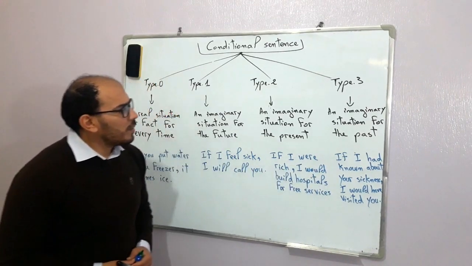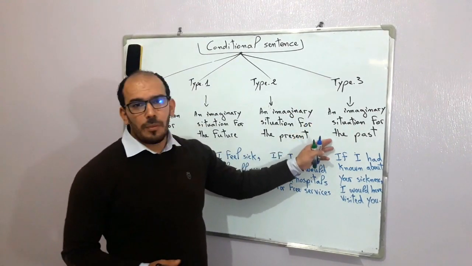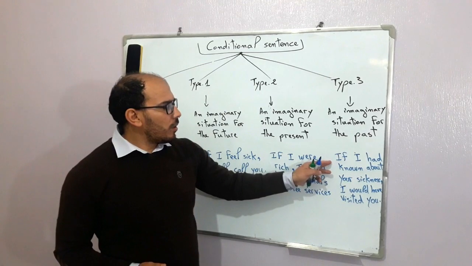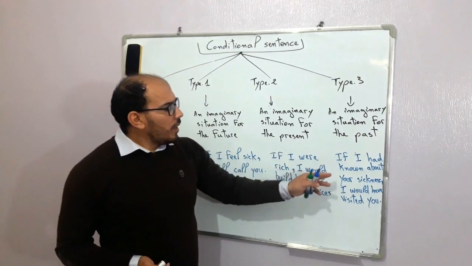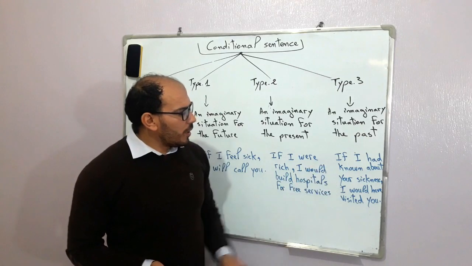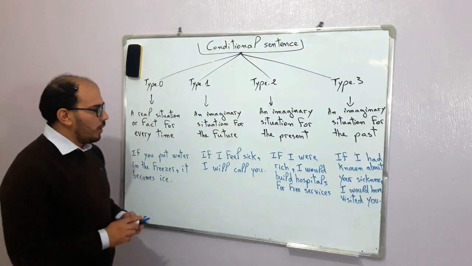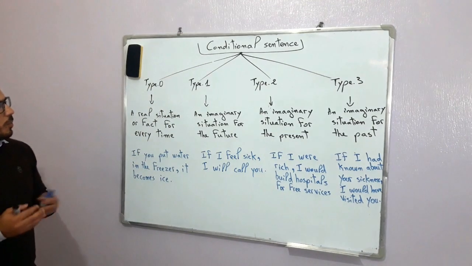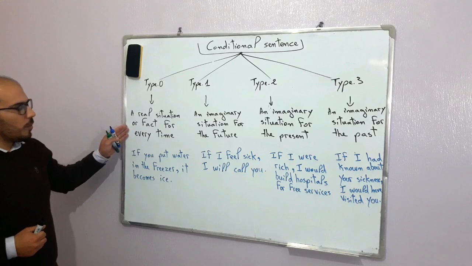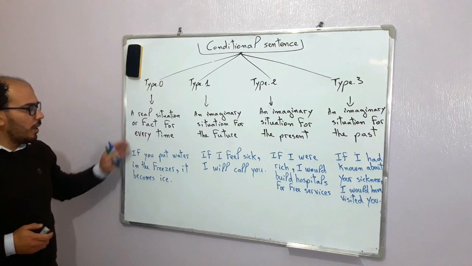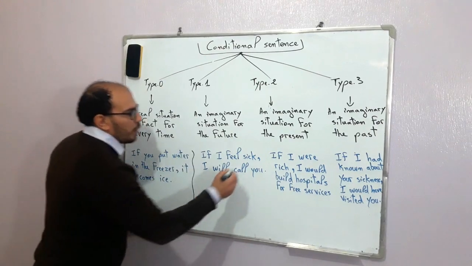For type number 3, it is an imaginary situation for the past. And here we are talking about past actions or activities. If I had known about your sickness, I would have visited you. Right, this is in terms of the meaning of every type. Now let's move to the structure of every type.